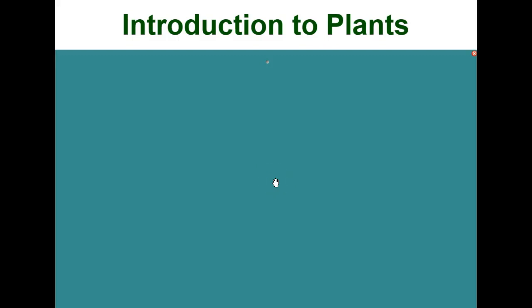Welcome to the Introduction to Plants video lesson. In this lesson, we'll discuss the definition of plants, what makes a plant a plant. We'll also discuss how all plants reproduce by the process of alternation of generations. And we'll get the classification of plants into different categories that plants are placed within. Let's go ahead and get started.